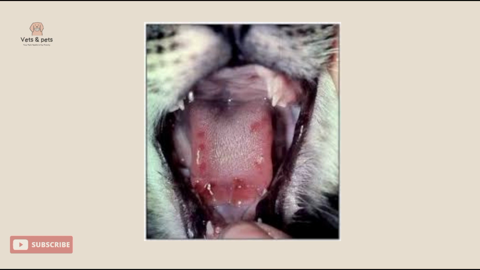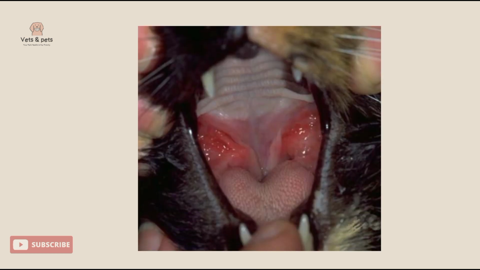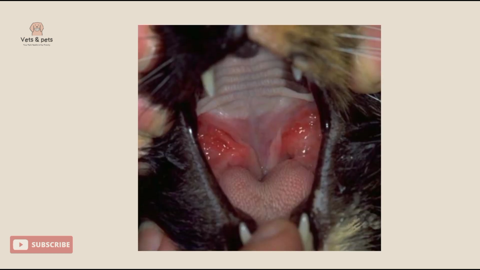Recovered cats persistently infected for long periods will shed small quantities of virus continuously in their secretions. So this is the prognosis, and now we are moving to our treatment.